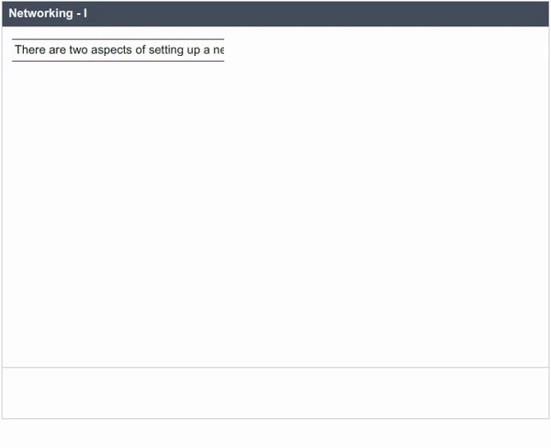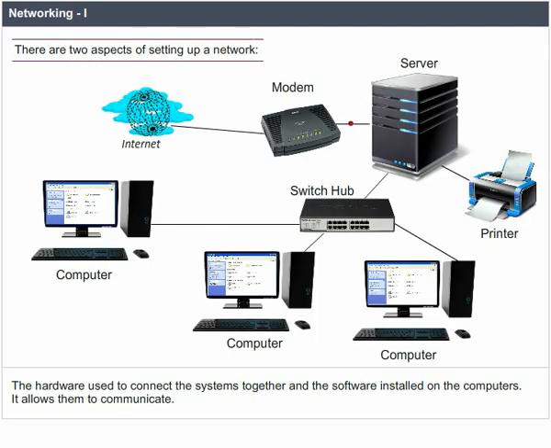There are two aspects of setting up a network: the hardware, which is used to connect the systems together, and the software, which is installed on the computers. It allows them to communicate with each other.